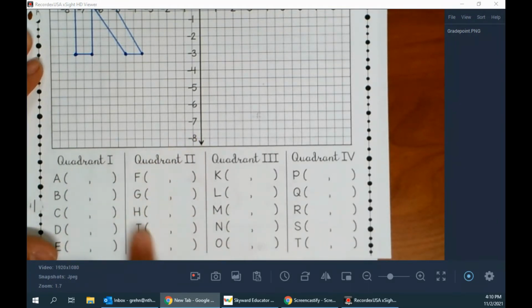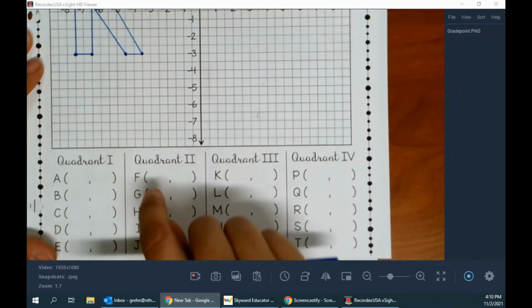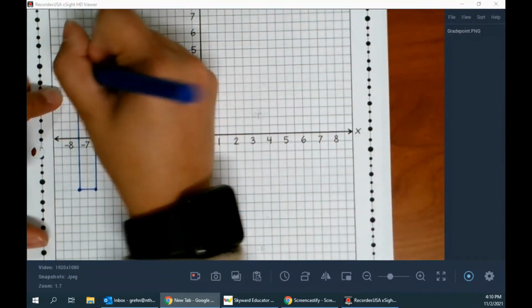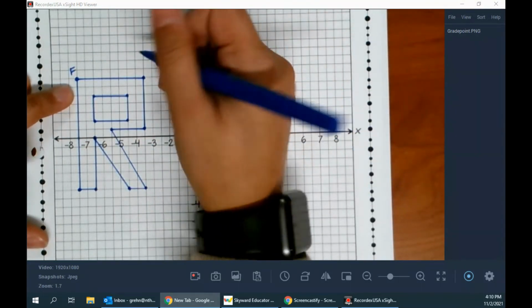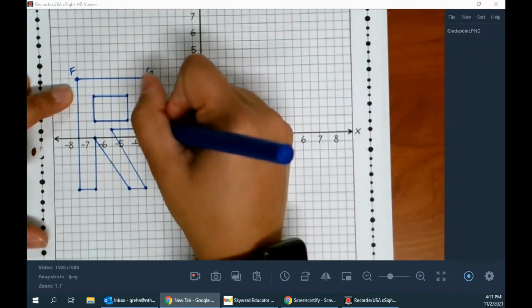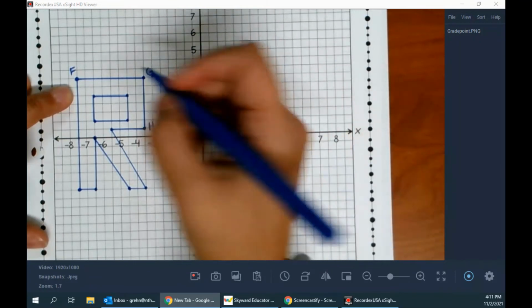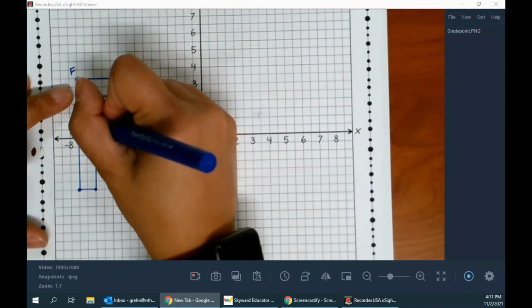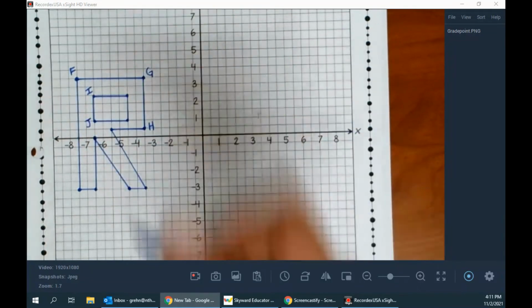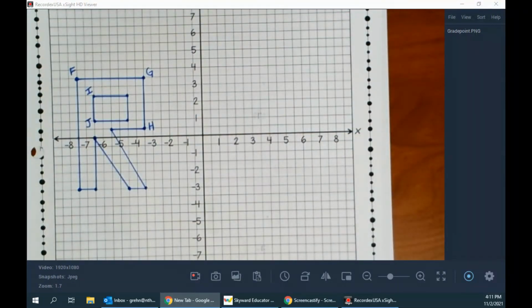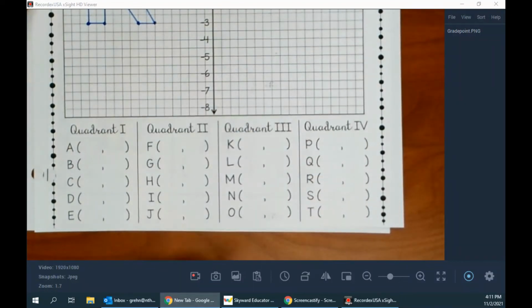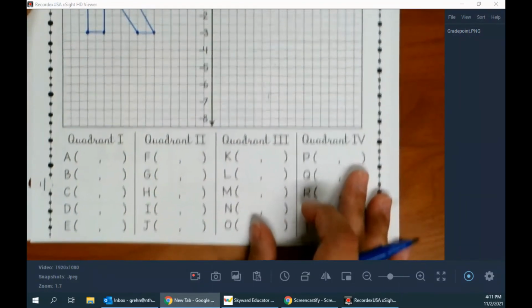So I'm working in quadrant 2 right now, so I'm going to go ahead and label 5 points F through J. I'm going to use this one for F, and I'm just going to label it next to the point. Here's G, there's H, here's I, and I'll use this one for J. So I have labeled 5 points F through J, and you'll see they're right down here for quadrant 2. And now I need to come up with the ordered pairs for those.